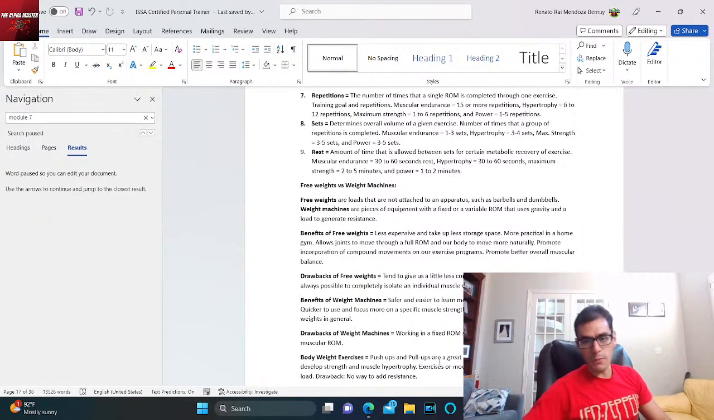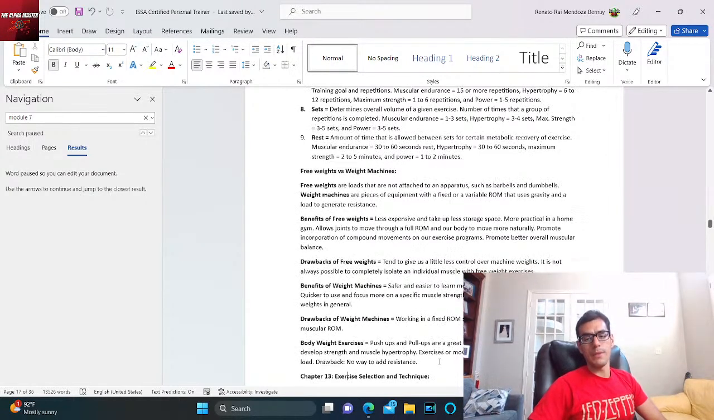A drawback of body weight exercises is that there is no way to add resistance.